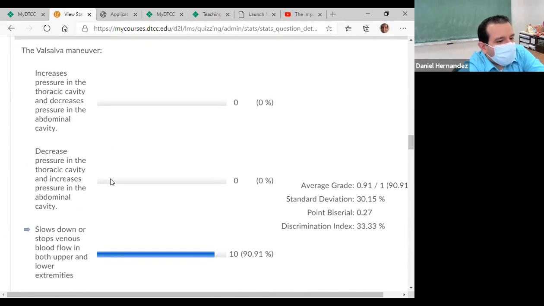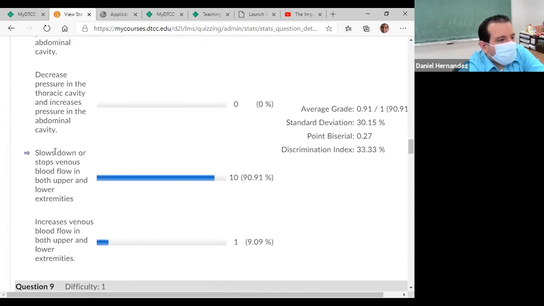So the Valsalva maneuver slows down or stops blood flow in both the upper and lower extremities because we're increasing pressure in both the upper and lower extremities. We'll also see dilatation of the vein.